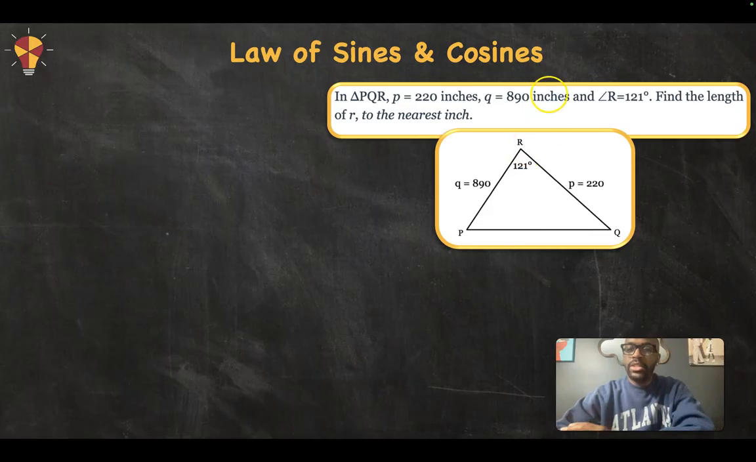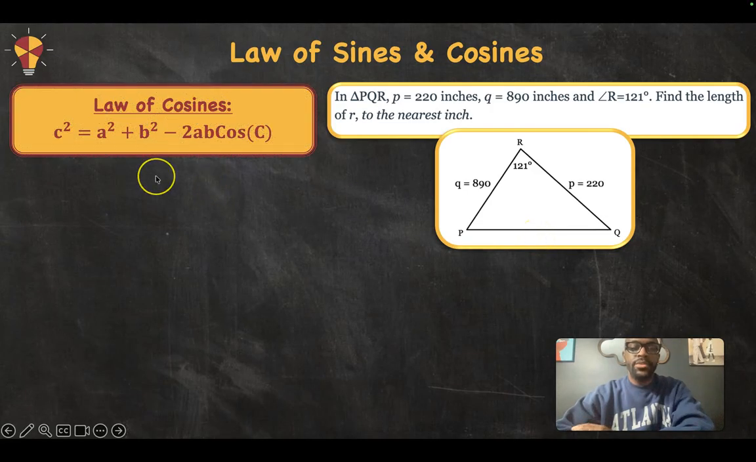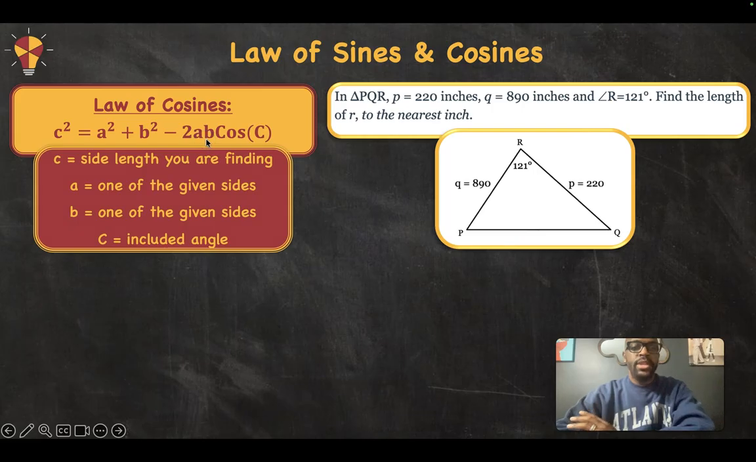We use the law of cosines when we're trying to find a missing side. So we'll utilize this one. How do we fill this out again? We're looking for a side, which is C, which here is side R. That means A and B are interchangeable. Those are the sides that create the angle in between. So 890 and 220 are interchangeable as A and B. It doesn't matter which one you place as A or as B. C is the angle that's in between the two sides you're given, so 121 is your angle C.